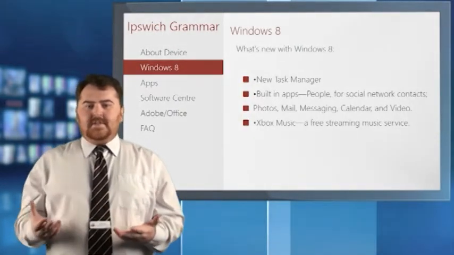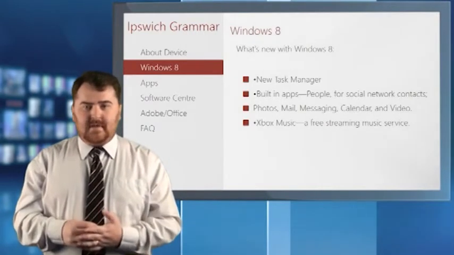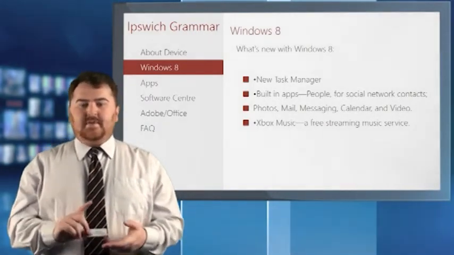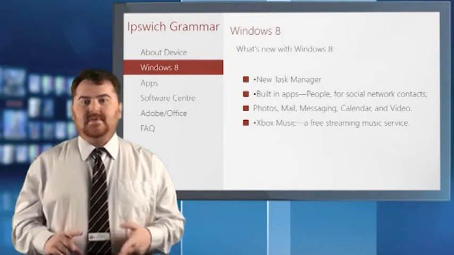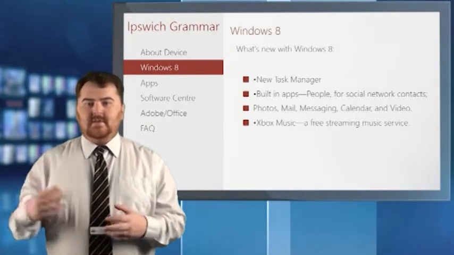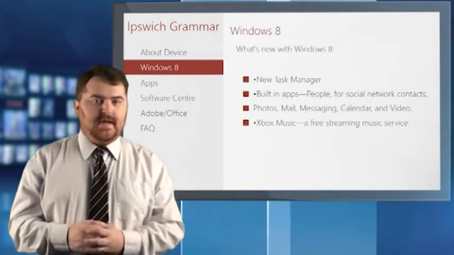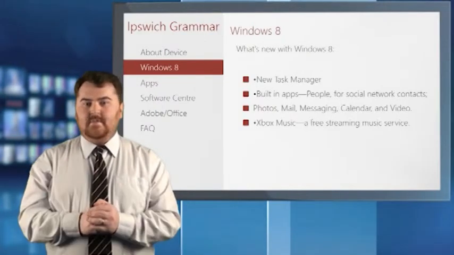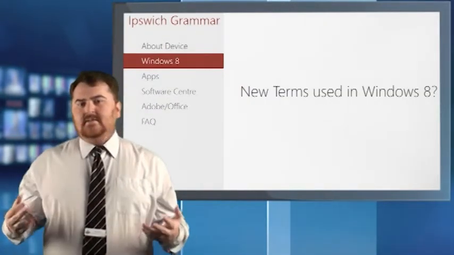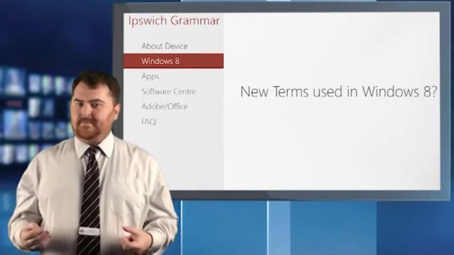Some other features worth mentioning: a brand new task manager is available, some built-in apps, a People Hub, which includes all your social networking, your Twitter information, your Facebook information, so you can see everything about the people in one spot. Some brand new terms used in Windows 8.